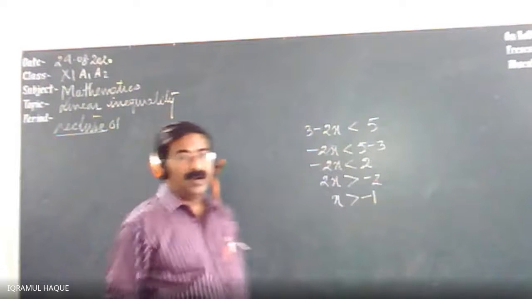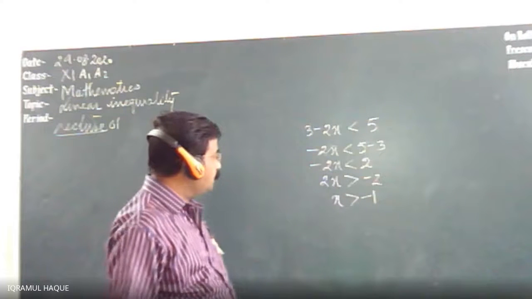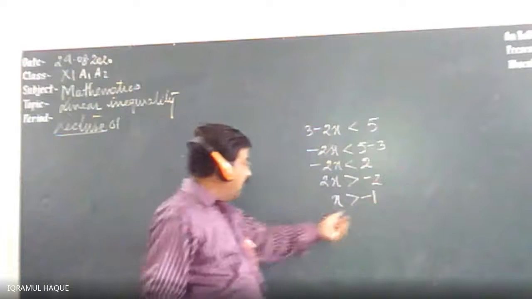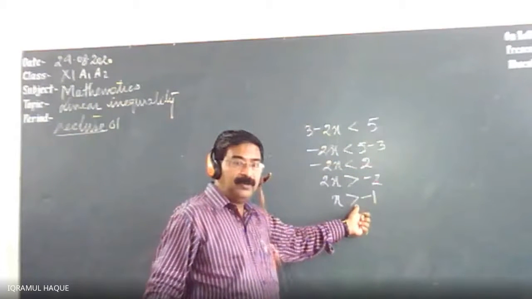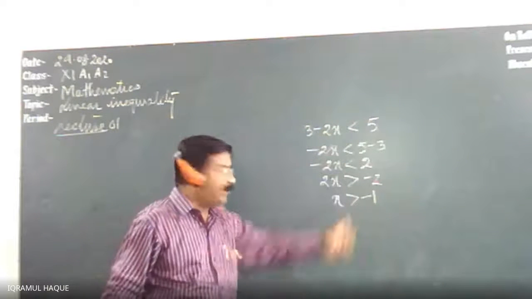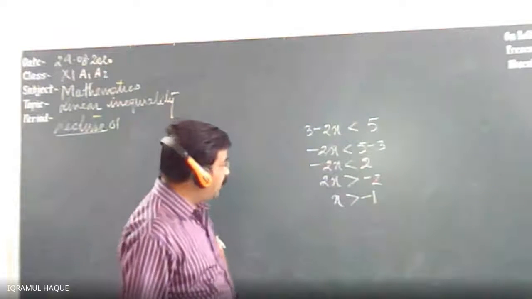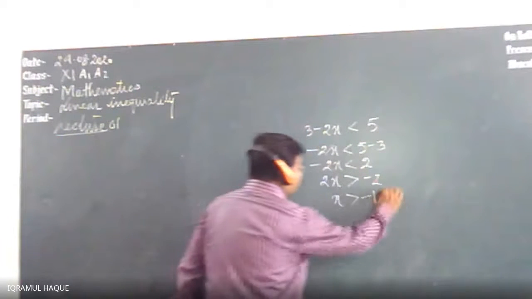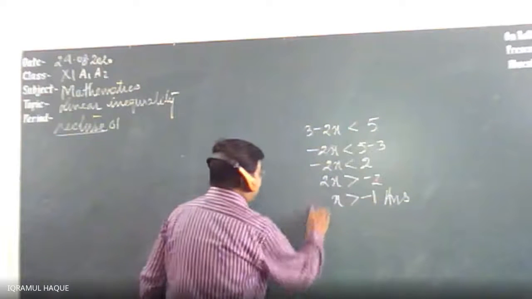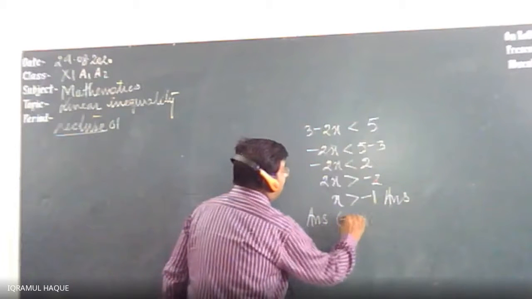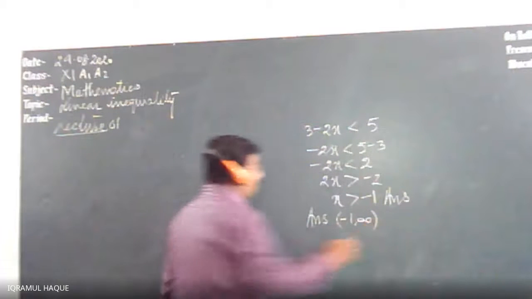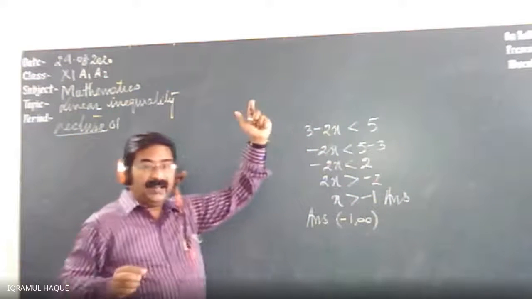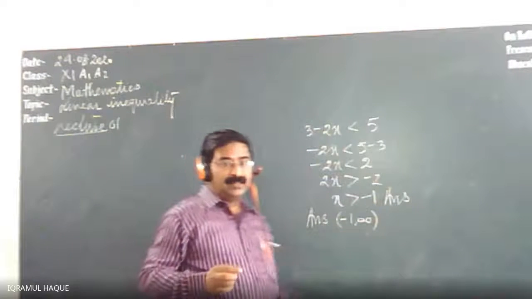Now let's see how to write the result. Here in the solution, we are given x is more than minus 1, and it is an open interval. You have been taught in the first chapter, sets, it is an open interval. It means the number is more than minus 1. If you write the answer like this, it is all right. Or you can write the answer like this: minus 1 to infinity, because this number is more than minus 1, it goes to infinity. So you can answer.